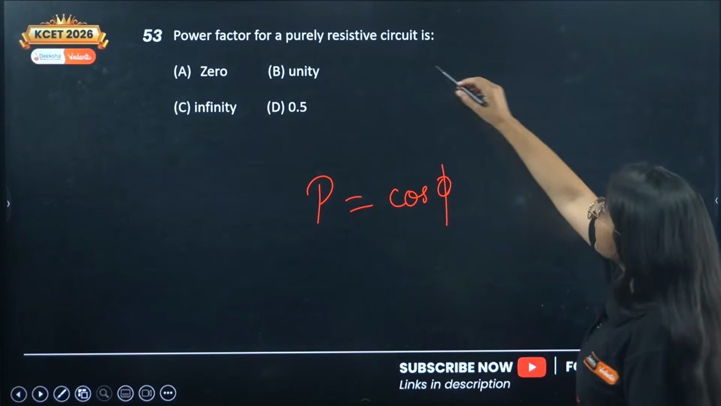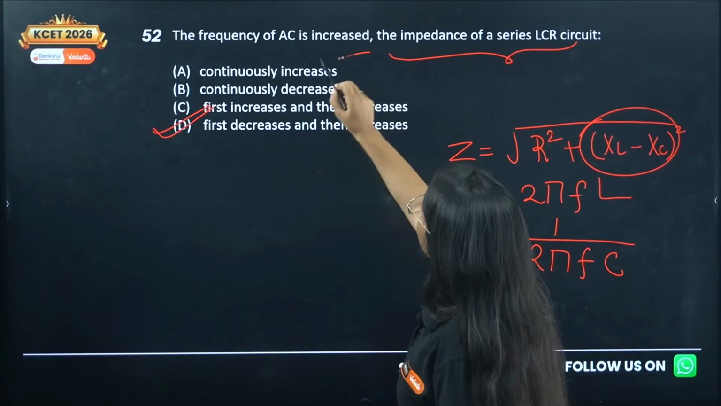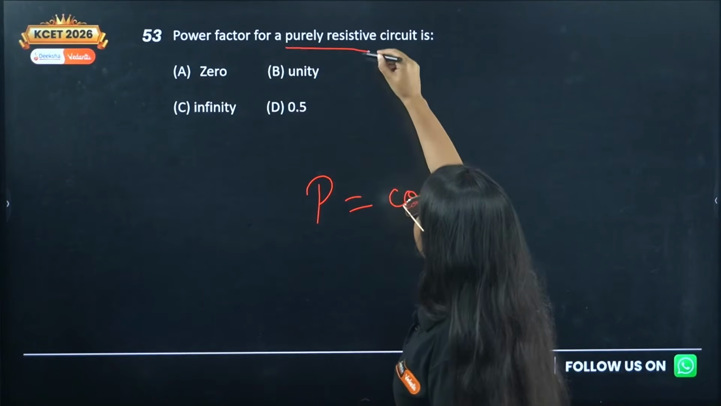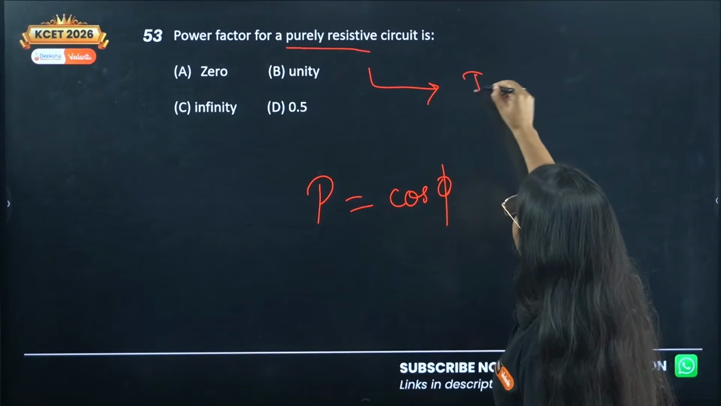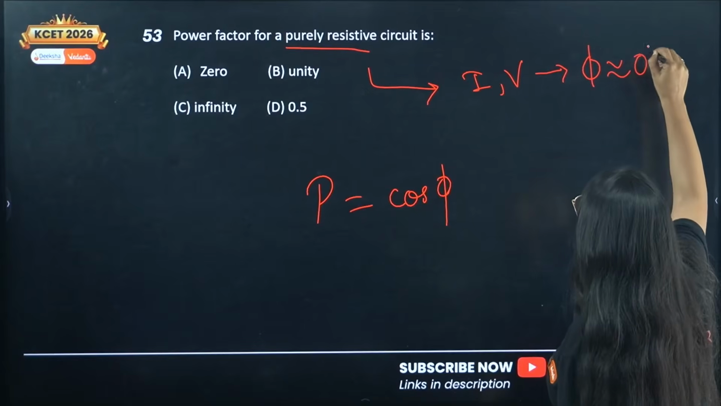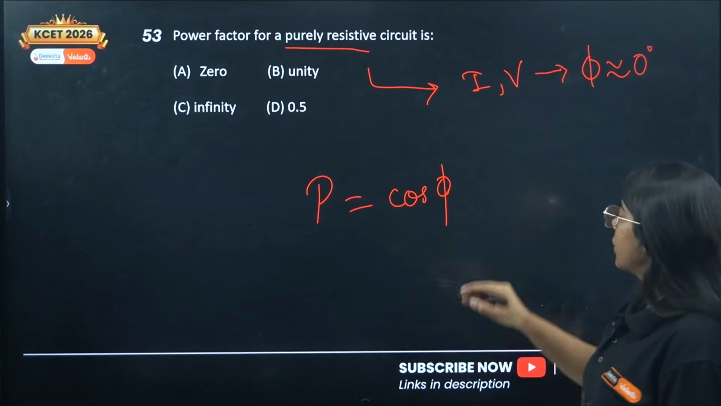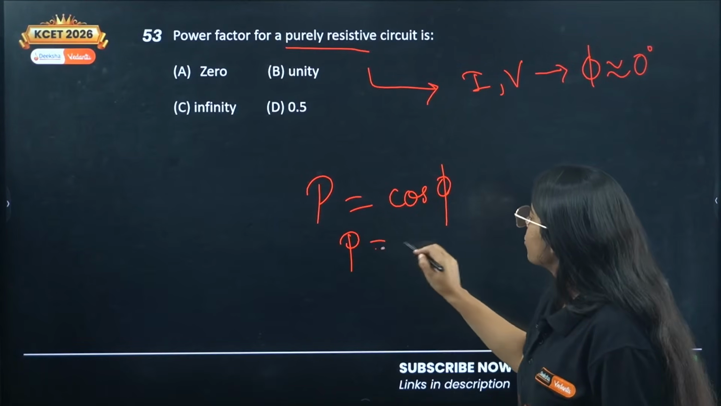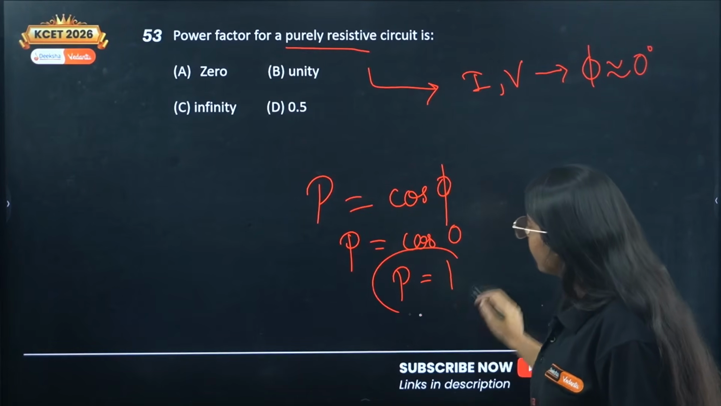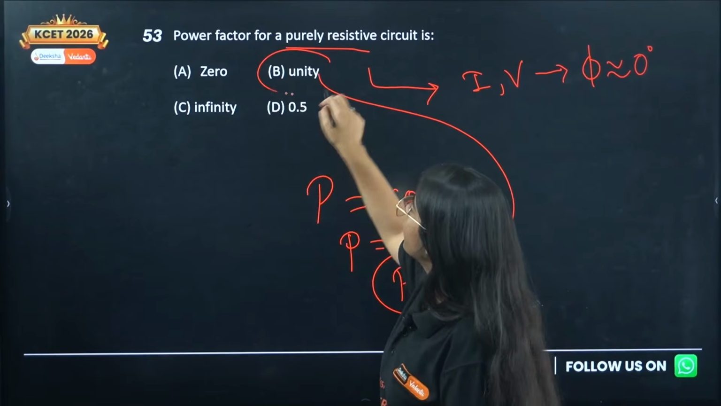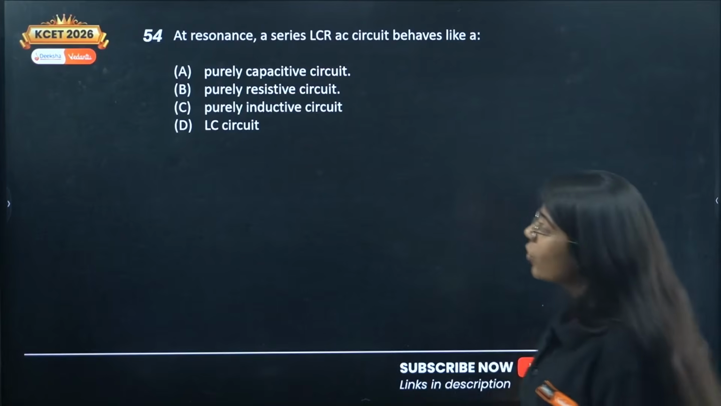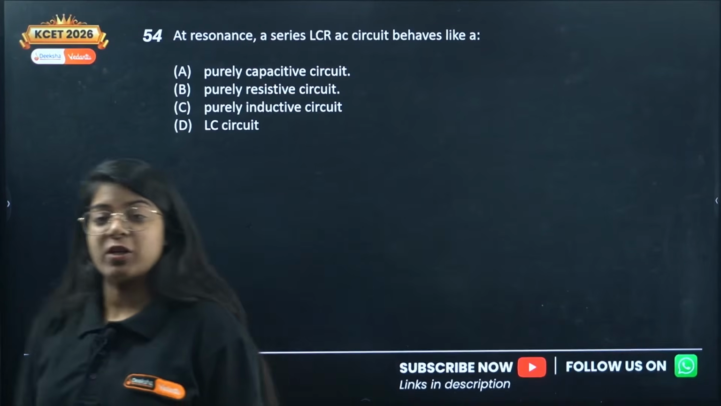Now in a purely resistive circuit, I know current and voltage have a phase difference of 0 degrees, correct? They are in phase with each other. So P equals cos what? Cos 0, and hence P equals 1, which is unity, correct?